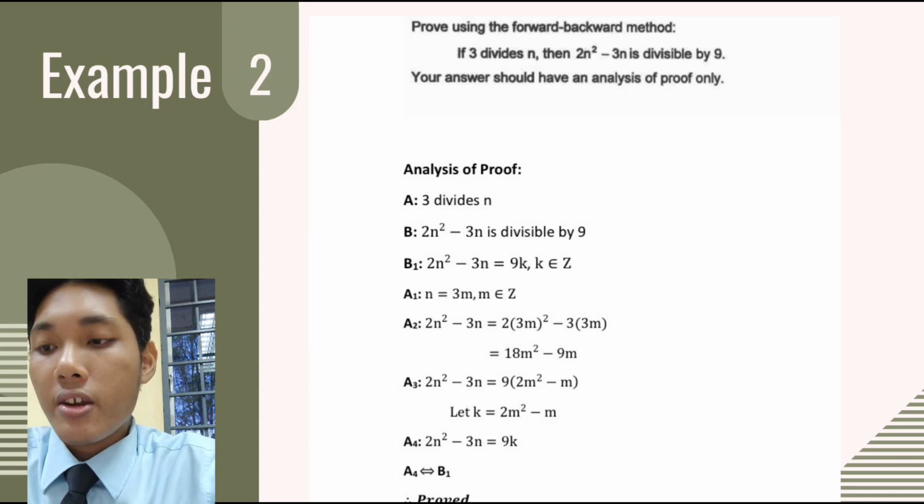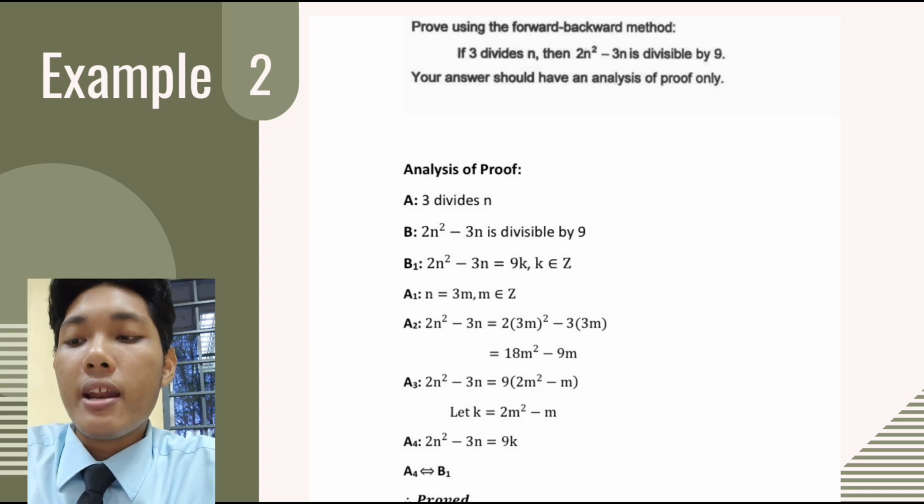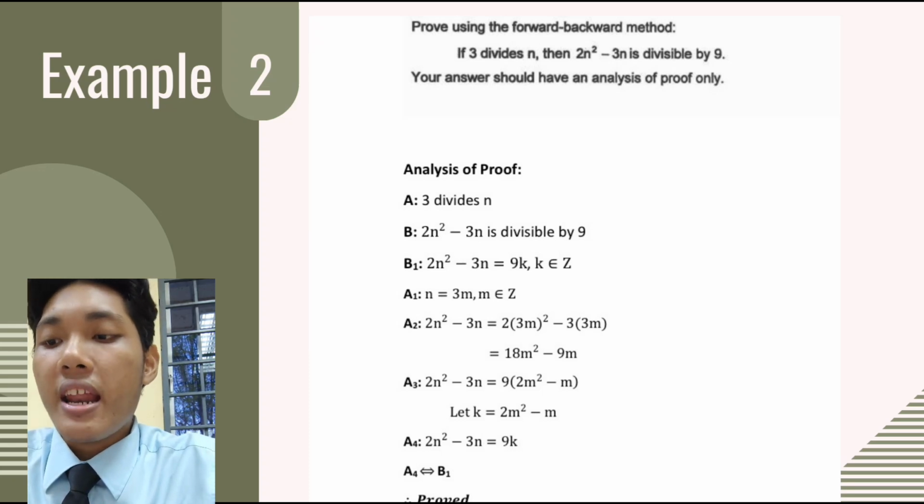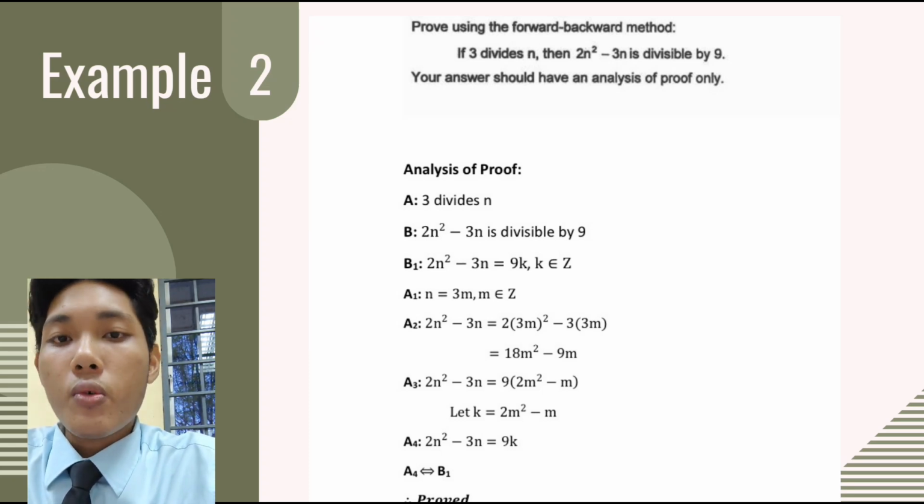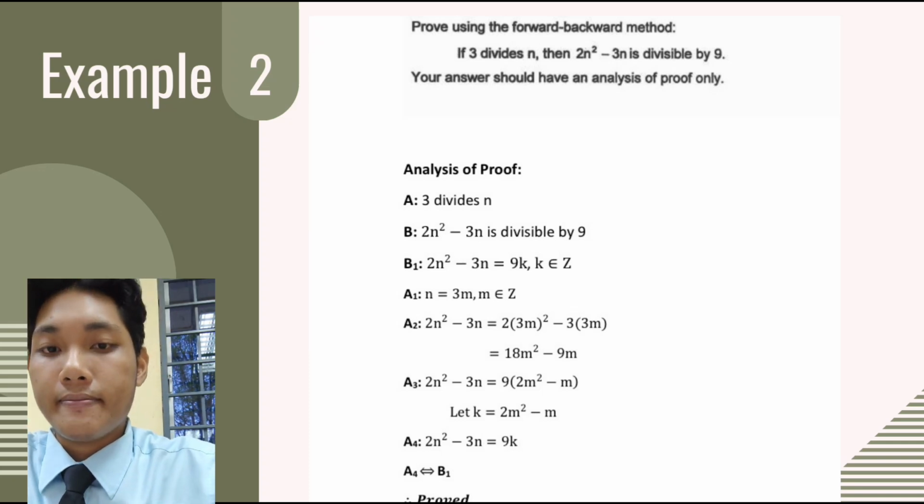After that, we're going to factorize it, and then after we factorize it in A3, we're going to get 3 in bracket 6m squared minus m. And then the expression in the bracket, we let it be k, and in A4 we're going to get the same answer that we just stated in B1.